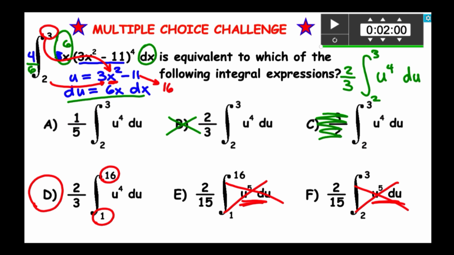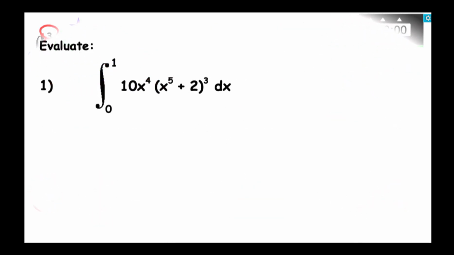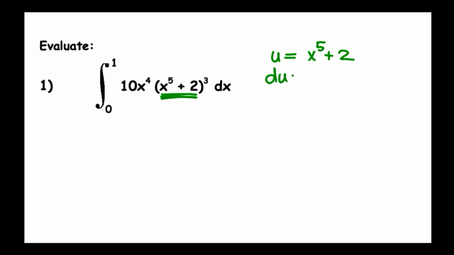All right, let's talk about the lesson itself. I'm going to do this number 1 the way we've always done it, via u-subbing it. I'll pick x to the 5th plus 2 for my u. du, of course, will be 5x to the 4th dx. I think I can wing it here.